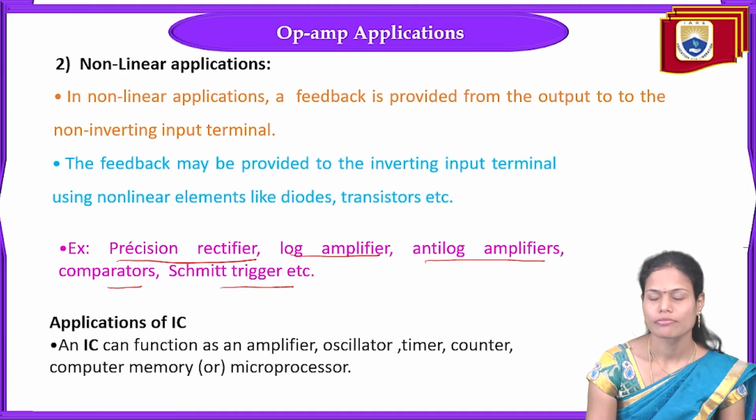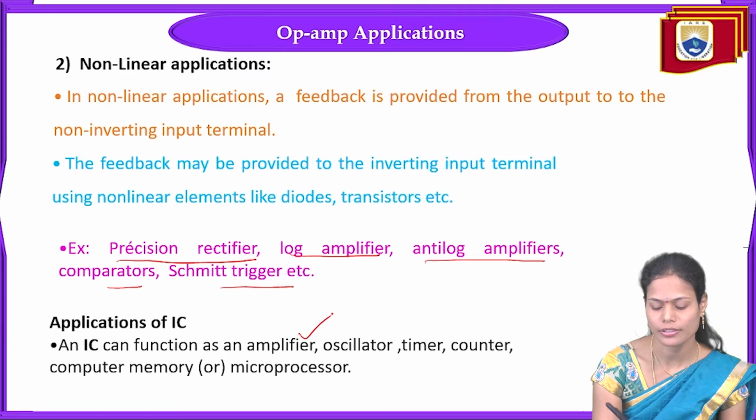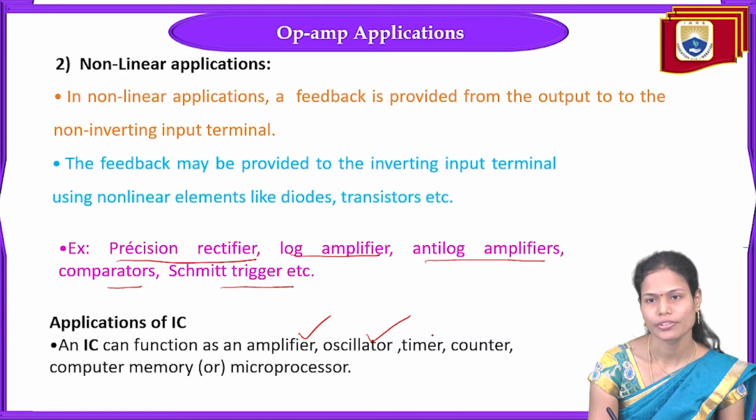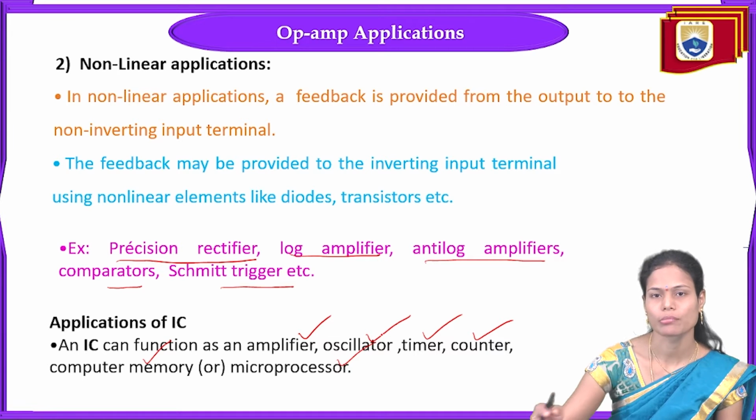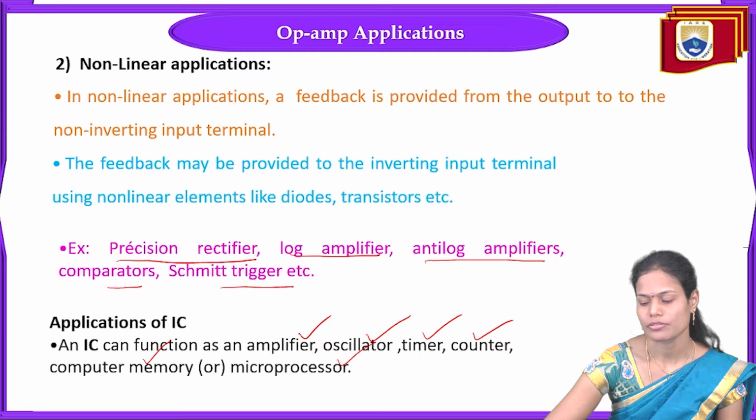Along with this, we can also utilize the IC 741, the operational amplifier, as an amplifier, as an oscillator to generate waveforms, as a timer to create waveforms, and as a counter to generate the timing waveforms required for processors. We can also utilize these ICs to design computer memory, and to design microprocessor as well as microcontroller chips.